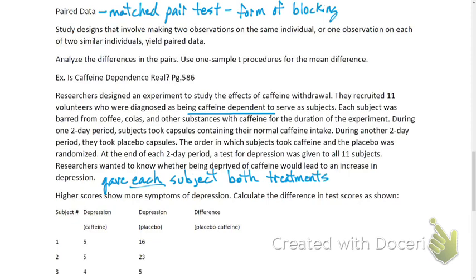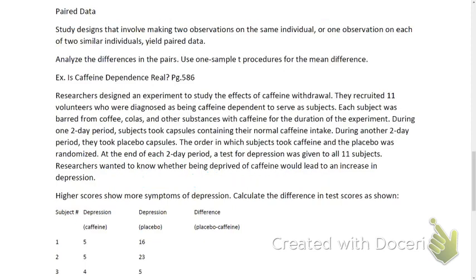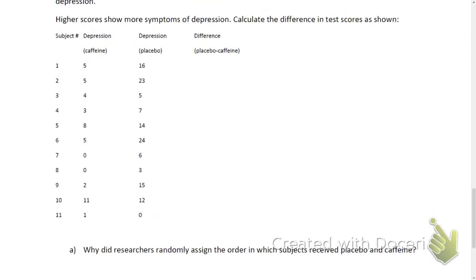And this is really useful because each subject is their own control. If I compare one subject to another subject, they're not necessarily comparable because what if they have other life issues going on and that affects their depression score? So they're giving these subjects a caffeine pill, checking depression levels. They're giving them a placebo days later, hopefully checking depression scores. And not only just doing it that way, they're randomizing how they're giving the placebo and caffeine pill. So down here in part A, they ask you why they randomly give these.